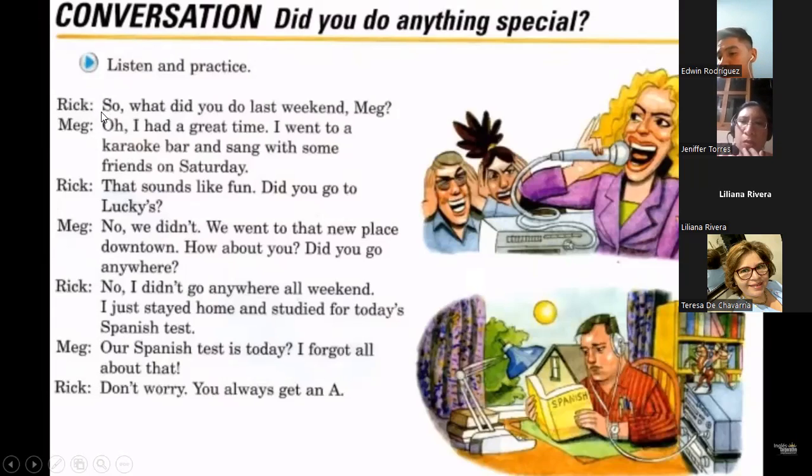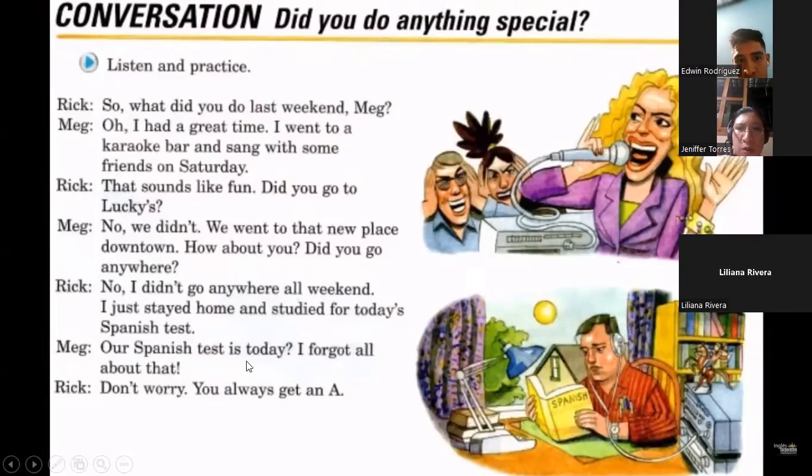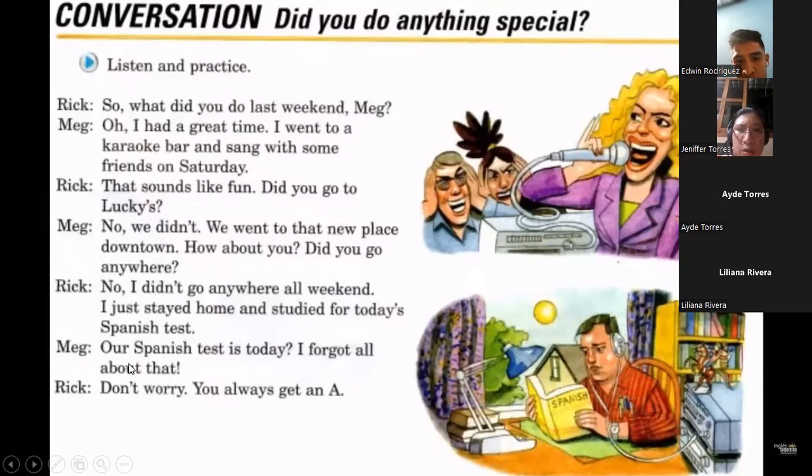We have Rick and Meg. What did you do last weekend, Meg? Oh, I had a great time. I went to a karaoke bar and sang with some friends on Saturday. That sounds like fun. Did you go to Lucky's? No, we didn't. We went to the new place downtown. How about you? Did you go anywhere? No, I didn't go anywhere all weekend. I just stayed home and studied for today's Spanish test. Our Spanish test is today? I forgot all about that. Don't worry, you always get an A.